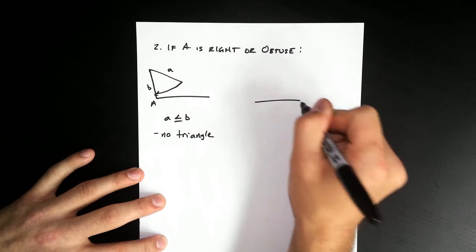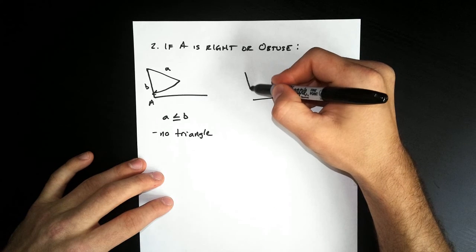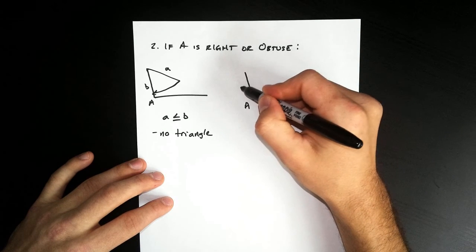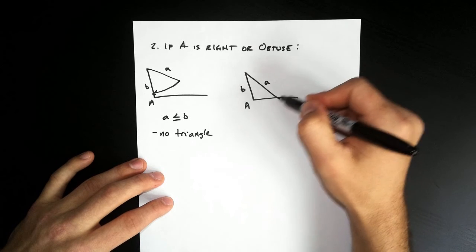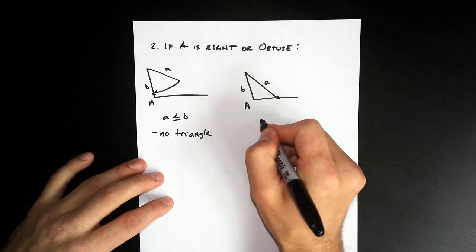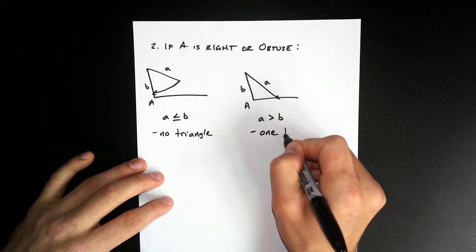And the second possibility is if A is bigger than B, we end up with just the one triangle. So here A is larger, so it actually meets up, creates that triangle. A greater than B, we get one triangle.